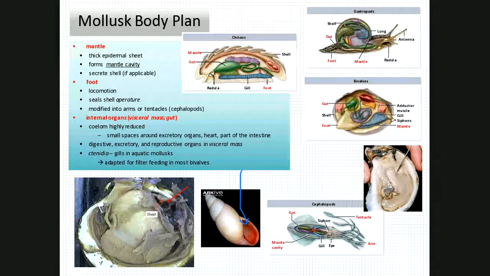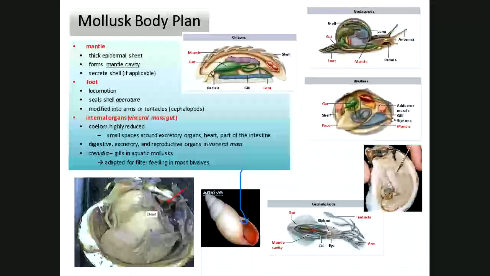Now, the internal organs, the visceral mass. They do have a body cavity, but the body cavity has been very, very reduced. What we mean by that is it's shrunk down. The body cavity of a mollusk is not, if you think about an oyster like in that picture, that whole open space. The true body cavity is a little tiny space found around the excretory organs, part of the intestines, and around the heart. I actually have a picture of the body cavity. The little red arrow on the lower left.